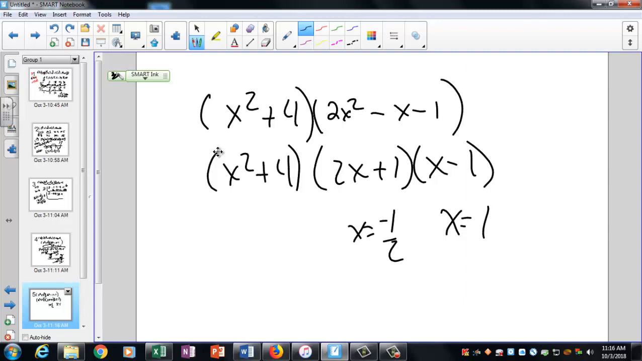Okay. Which, by the way, goes in line with what we saw when we looked at Descartes' rule of signs and we said there was a positive solution. There is one. It's this one right here. So the zeros are 2i, negative 2i, negative 1/2, and 1. Does that make sense?